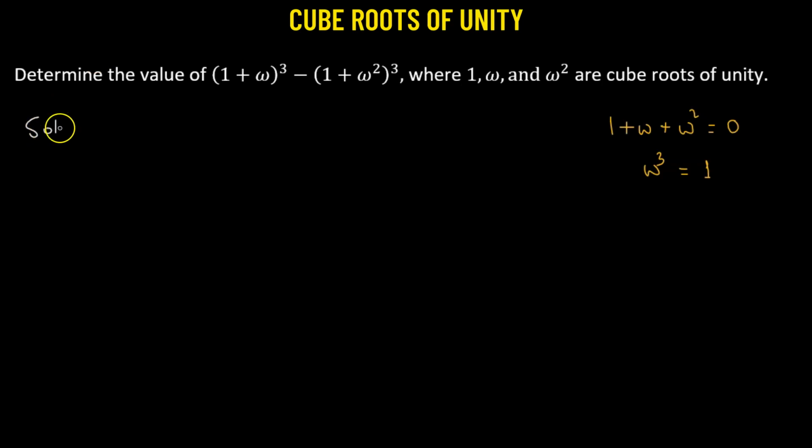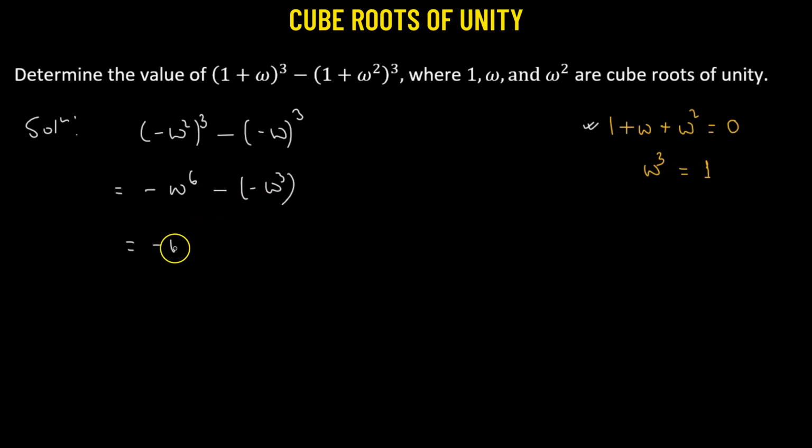So let's begin. Here we have 1 + ω. Now, for 1 + ω, we can use this property to replace it with (−ω²) raised to the power of 3. Minus, we have 1 + ω², so that will become (−ω) raised to the power of 3. So this gives us (−ω)⁶ − (−ω)³, which is equal to (−ω)⁶ + ω³.